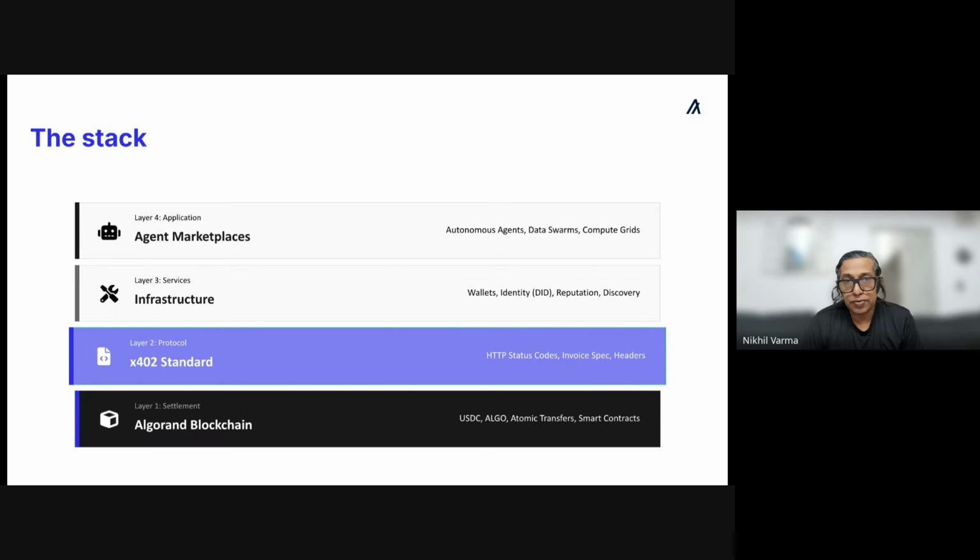In layer two is the X402 protocol itself. In layer three, you have the services, infrastructure, wallet, identity, reputation, discovery. And at layer four, we have applications which have agent marketplaces, autonomous agents, data swarms, and compute grids. Yeah, this is the complete architecture for the agent economy. And the next slide, please.